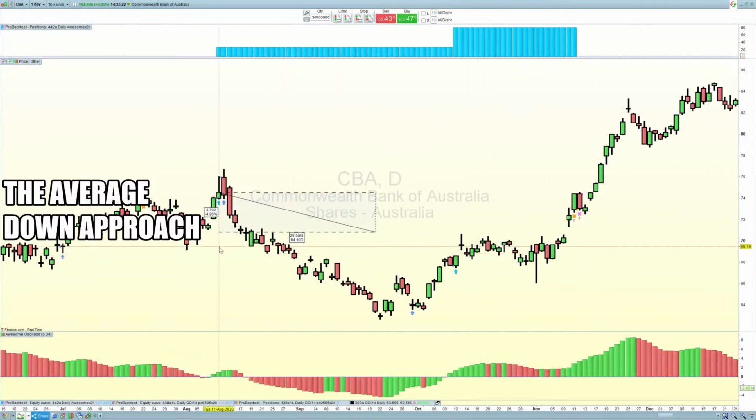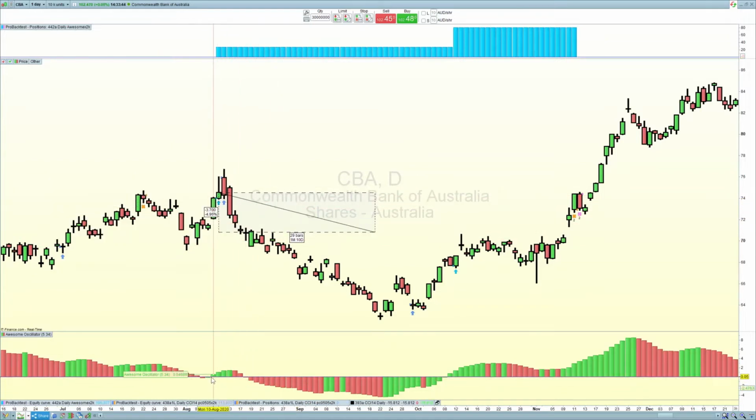This example demonstrates the average down approach. So I've drawn a ruler here from the open. So here again, the Awesome Oscillator breaks above zero. We enter the trade, go long. Now in this case, the price goes against us and it drops. The first parameter we look for is the price has got to drop by more than 5%, which it has in this case.